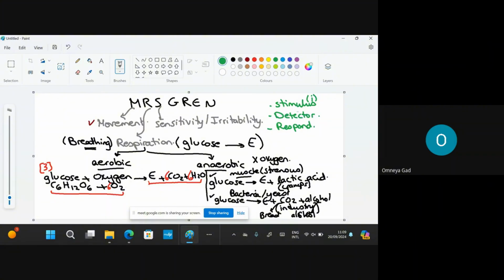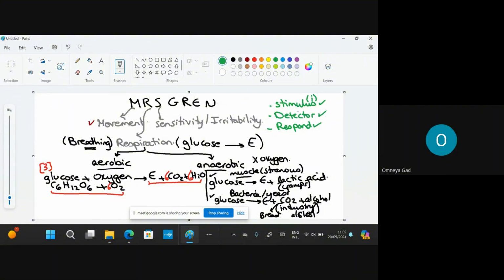What is the stimulus? Stimulus is the feeling, like light, sound, hot object, rough object. It is a non-living thing. What about the detector? It is one of your five sensations: your eye, your nose, your tongue, your skin. Your response is your action towards this stimulus.